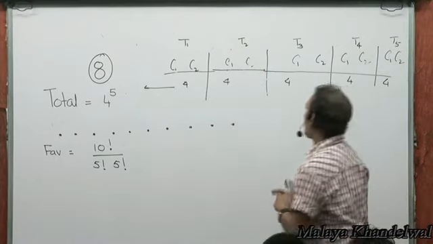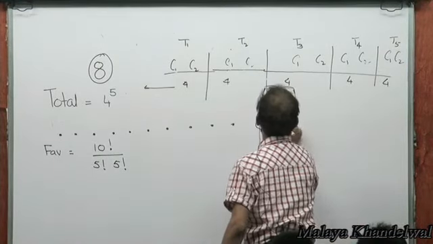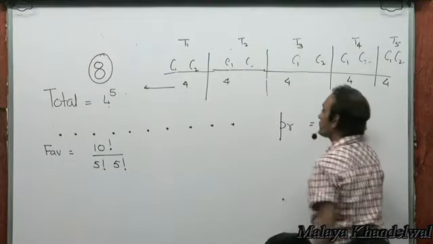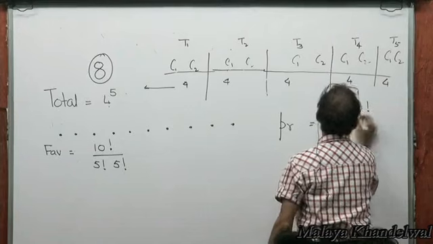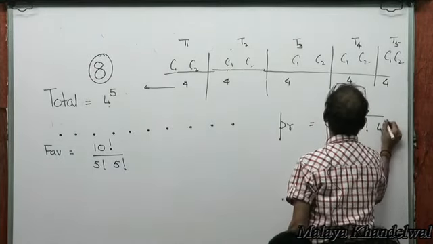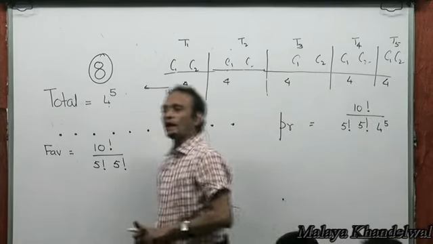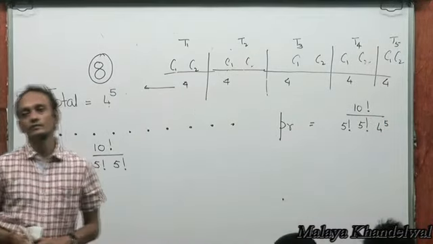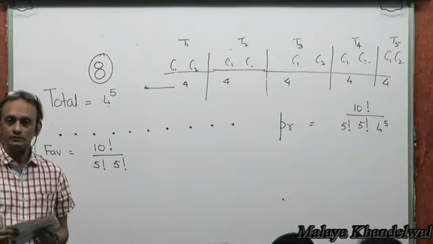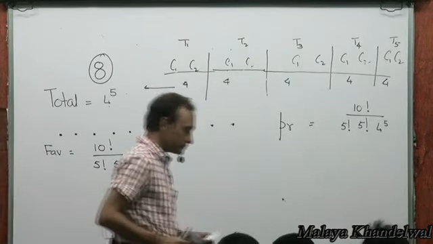So the required probability is going to be this divided by 4 to the power 5. So 10 factorial, that's the required probability. Favorable by total. Right? Clear?